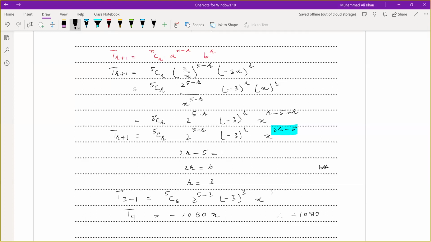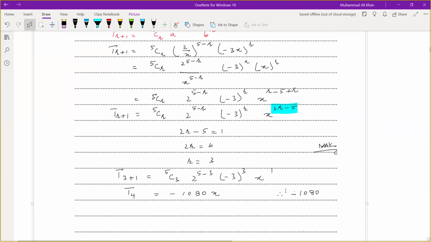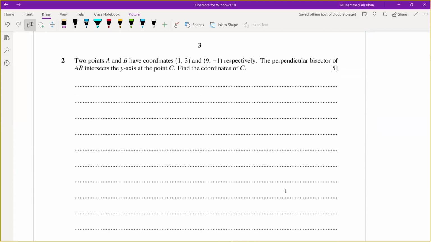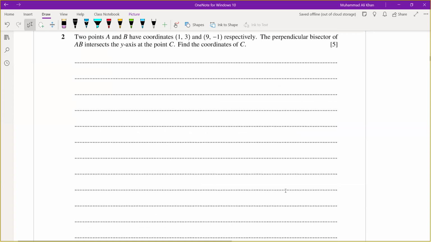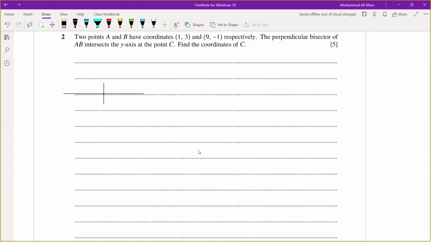This is the answer of the first question of binomial, in which we have to find the coefficient of x in the given bracket. After that, what we have in question number 2. Question number 2 is: 2 points A and B have coordinates this and this. The perpendicular bisector of AB intersects the y-axis. Okay, first we have to find the equation of perpendicular bisector.